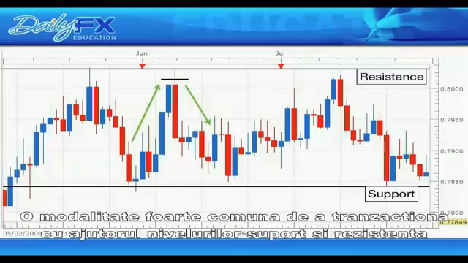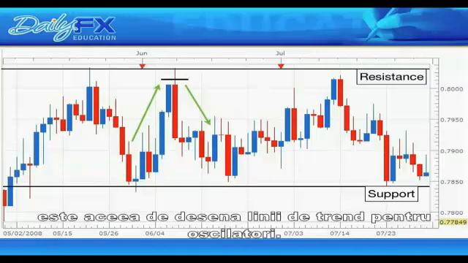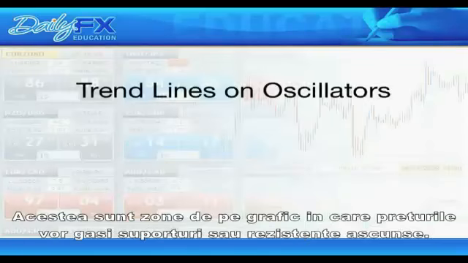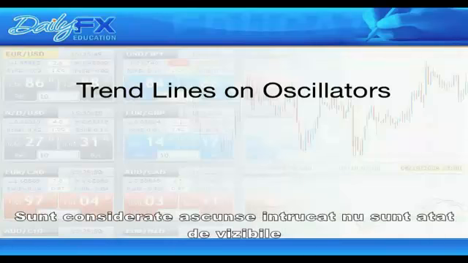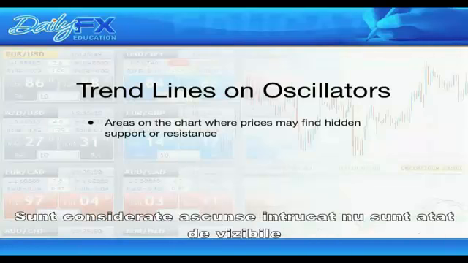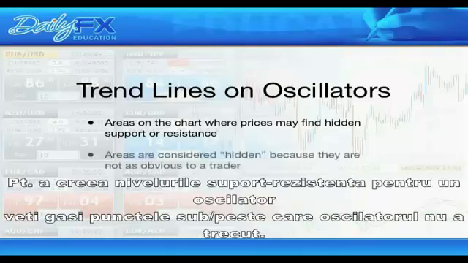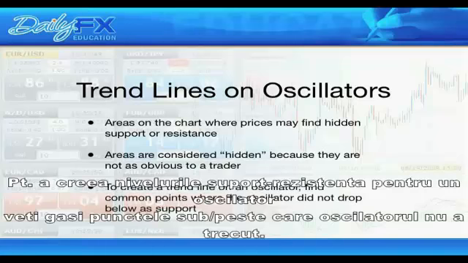A less common way to trade support and resistance is through trend lines drawn on oscillators. Many times oscillators will rise and fall, showing areas of support and resistance. These are areas on the chart where prices may find hidden support or resistance. These areas are considered hidden because they're not as obvious to a trader as horizontal support, resistance, trend lines, and round numbers.